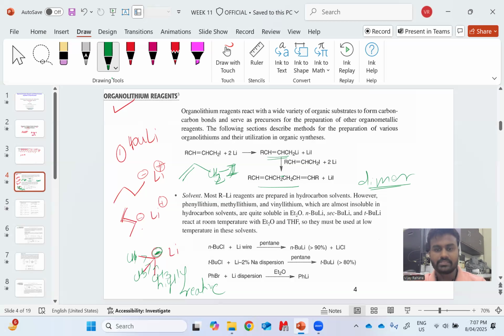So this is how the allyl lithium we can prepare. If you add only one equivalent of this lithium, then we are able to get the allyl lithium here. And upon further reaction, it can further convert into the dimeric form.